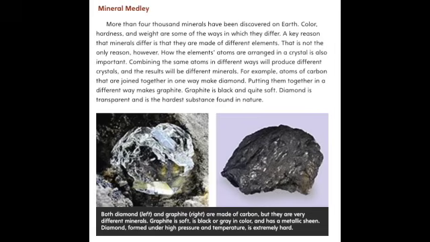For example, atoms of carbon that are joined together in one way make diamond. Putting them together in a different way makes graphite. Graphite is black and quite soft. Diamond is transparent and is the hardest substance found in nature. Both diamond, left, and graphite, right, are made of carbon, but they are very different minerals. Graphite is soft, is black or gray in color, and has a metallic sheen. Diamond, formed under high pressure and temperature, is extremely hard.